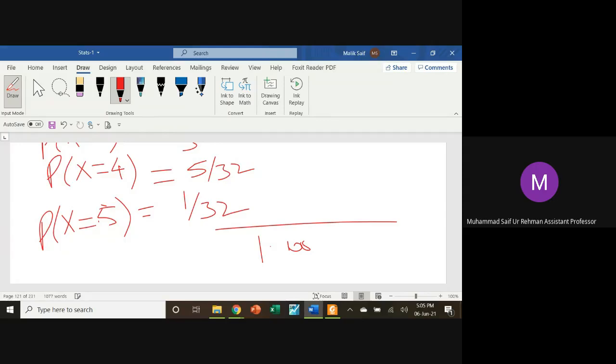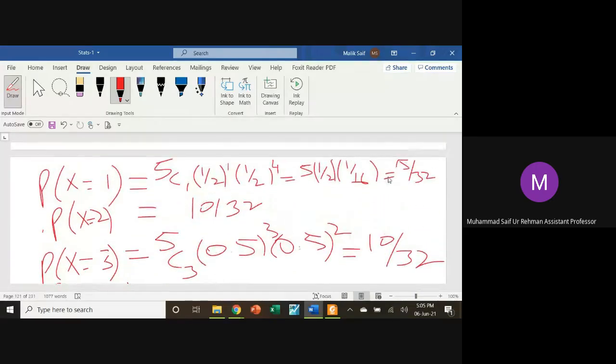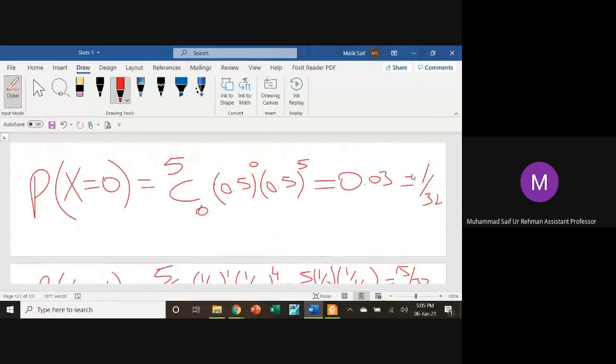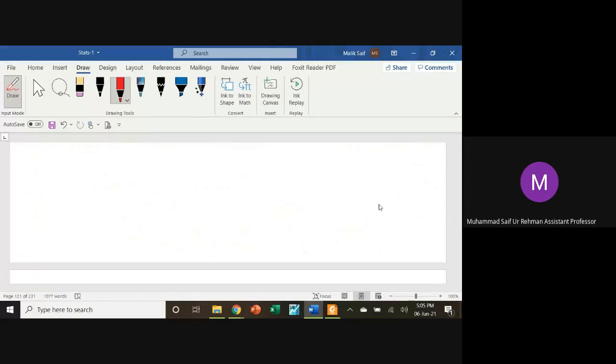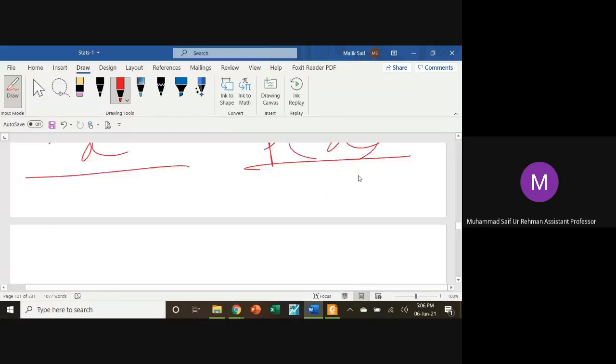So when you add this, 1 plus 5, 6, 16, 26, 26 plus 5, 31, 32. So 32 by 32 is equal to 1. 1 is the answer. So now here you will write down the probability distribution. How will you write down? You write down X, and here you write down probability of X. So what is X? Number of heads in 5 trials.